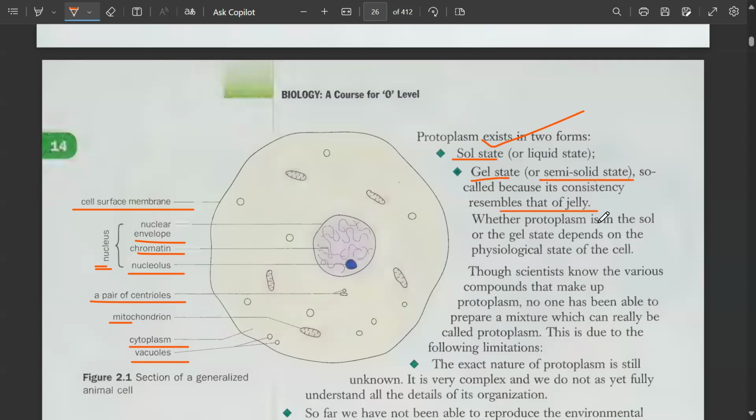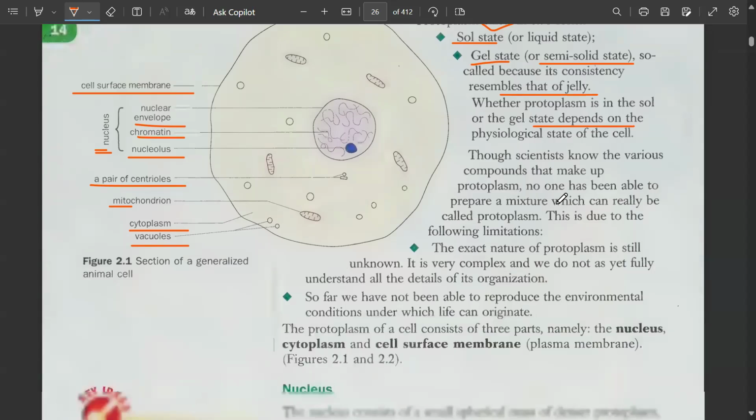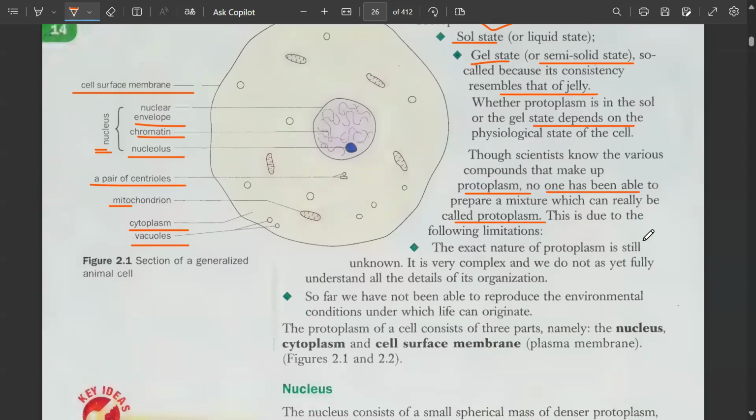जेल स्टेट जब सेमी सॉलिड स्टेट हो, आधा solid or other liquid, it should be a mixture that resembles the consistency of a jelly. Whether the protoplasm is in the sol or gel state depends on the physiological state of the cell. Though scientists know the various compounds that make up the protoplasm, no one has been able to prepare a mixture which can really be called a protoplasm. This is due to the following limitations, and the exact nature of the protoplasm is still unknown.